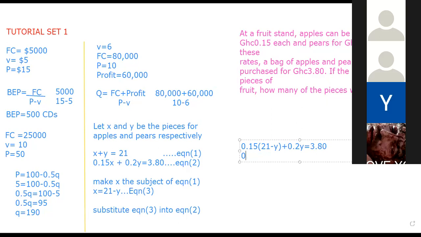So we open the bracket. 0.15 times 21, what do you get? 3.15. Okay, minus 0.15Y plus 0.2Y is equal to 3.8. Then we group like terms. So grouping like terms, we'll get negative 0.15Y plus 0.2Y is equal to 3.8 minus 3.15. So the minus 0.15 plus 0.2, what do you get? 0.05. So 0.05Y is equal to 3.8 minus 3.15.